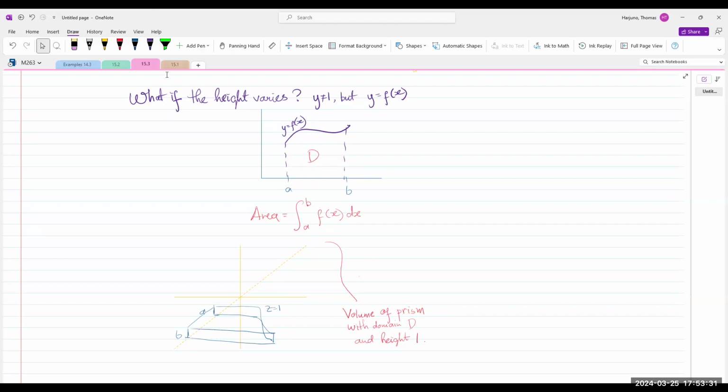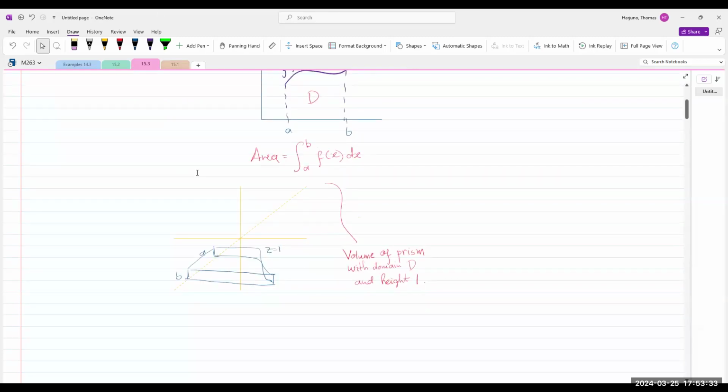Okay, but this volume now, if we express that as a double integral, it will be the integral from A to B, integral from 0 to 1 of f(x) dy dx. I'm sorry. Yeah, is it right?